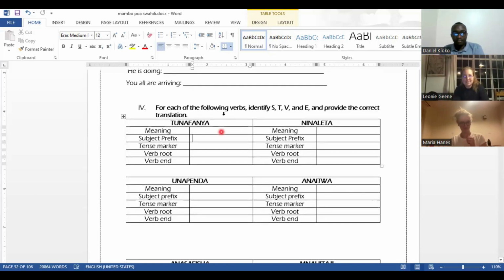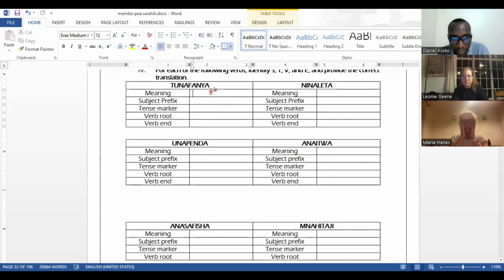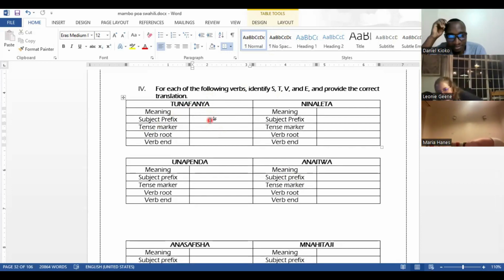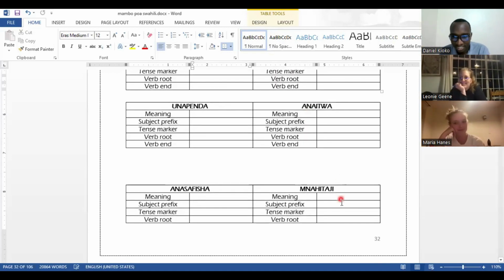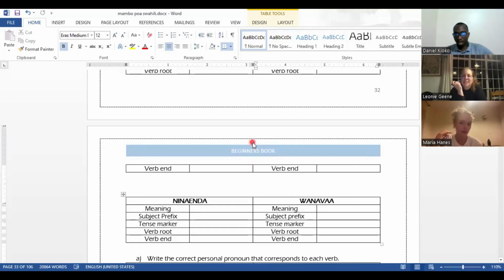Then we have breaking down the STVE. Let us break down a few, which I think will be tricky, but I'll start with the simple one. So, tunafanya, the meaning is we are doing. Yeah, sorry. Unahitaji kahawa. Oh, hitaji is here. Need. No, actually, va is to wear. To wear. Taji is need.